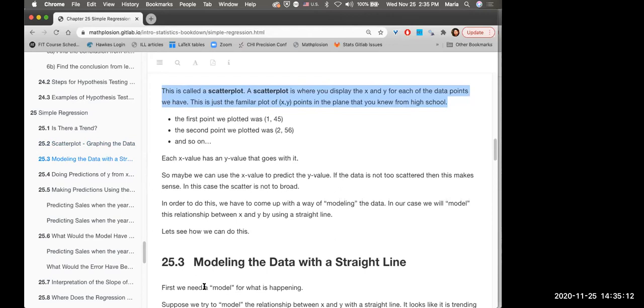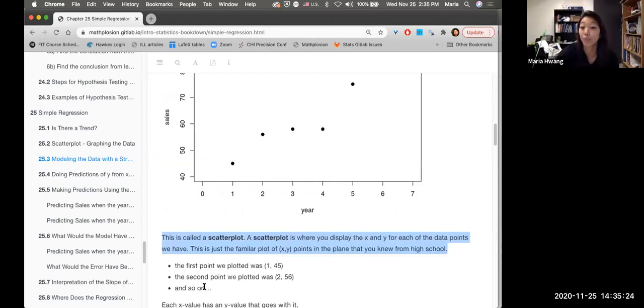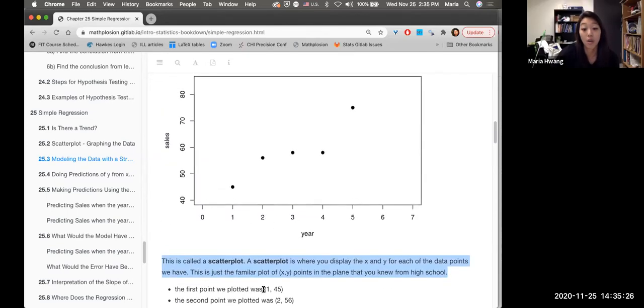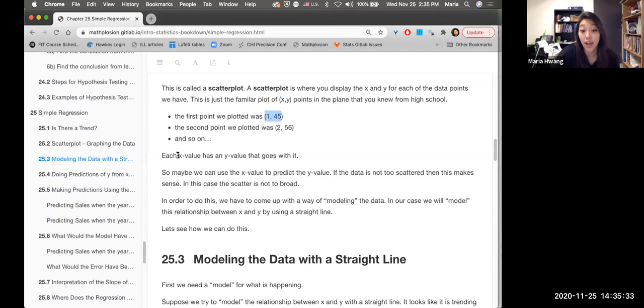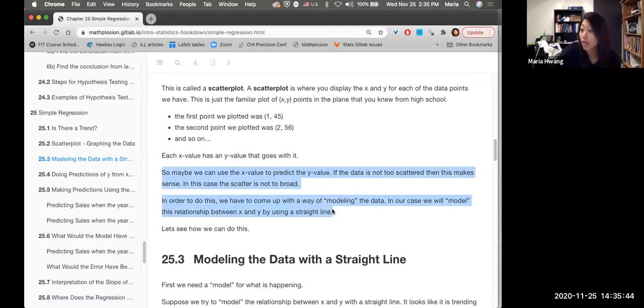This is called a scatter plot. A scatter plot is where you display the x and y for each of the data points we have. This is just the familiar plot of x, y points in the plane that you knew from high school. Right, so just plotting it, for, one point might be 1 and 45, et cetera, et cetera. You're just plotting it. That's a scatter plot for you, right? Each x value has a corresponding y value, right? When you plug in x, you get y as a result. Y equals mx plus b. Okay, so next one, Deidre.